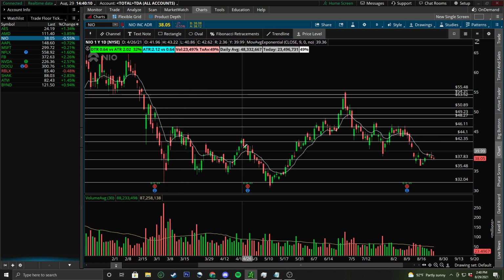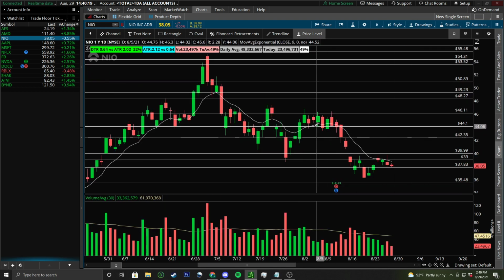We have a good pop-up. Let's mark some more levels here. Good gap range that's never been filled. I'm sorry, it has been filled once. Another gap down. All right, so we have pretty much all the levels we need.